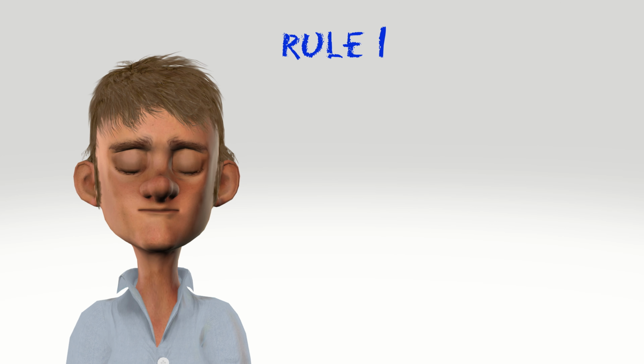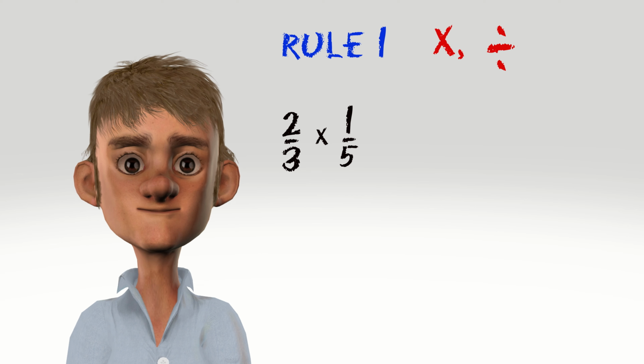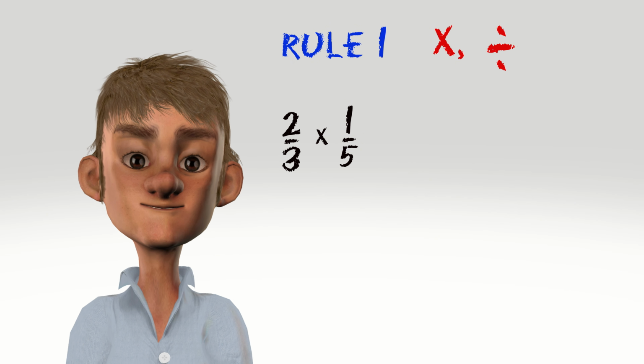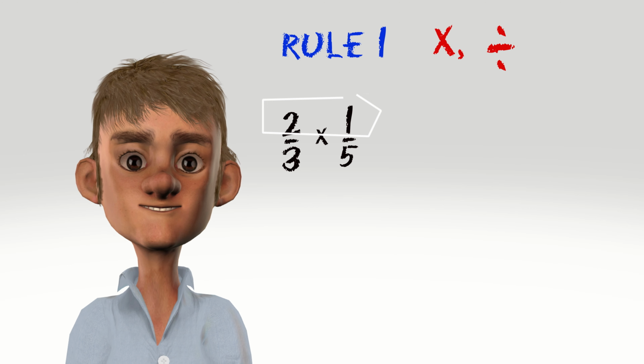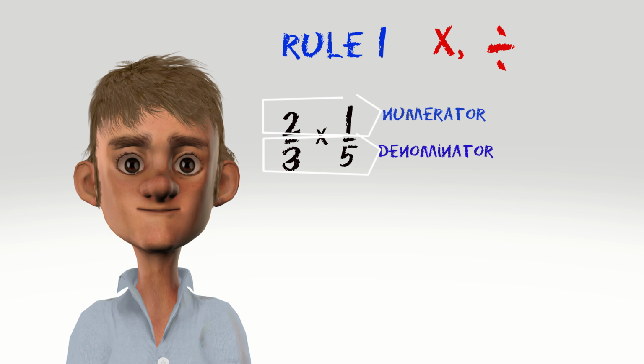First rule: multiplying and dividing fractions. Take a look at a couple examples. So, here we have 2/3 times 1/5. Now, just a quick review. The top number in a fraction is called the numerator. The bottom number is called the denominator.